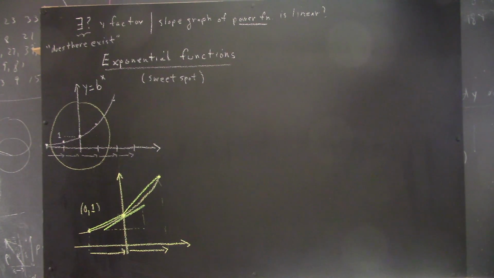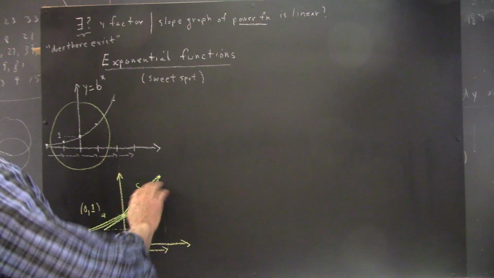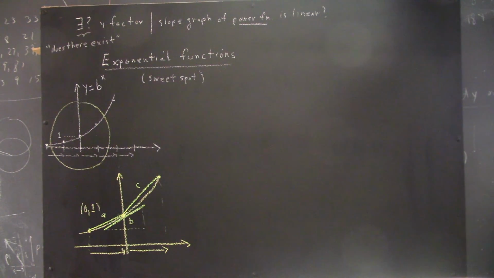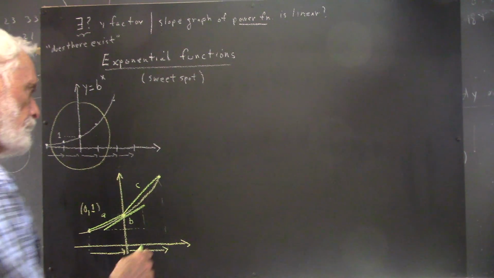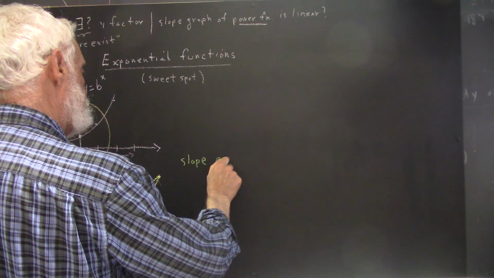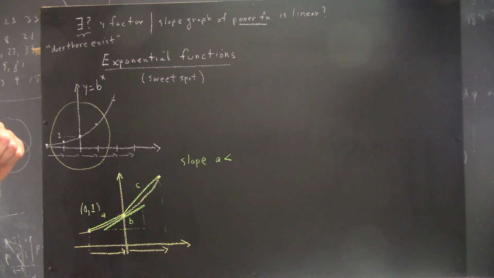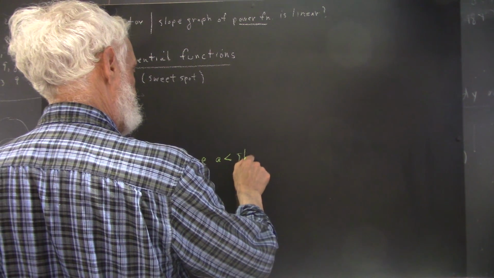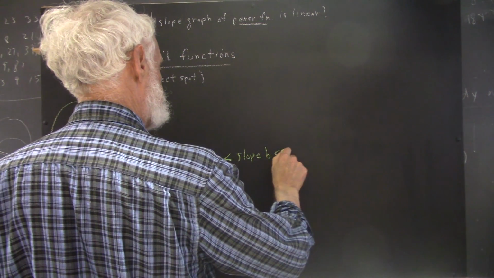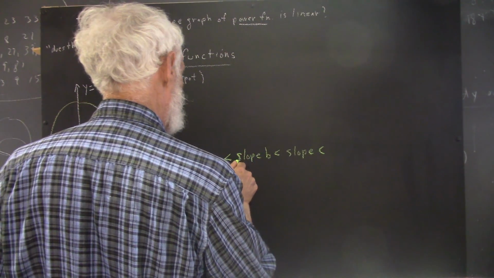Now, I'm going to label them A, B, C. I'm going to label these line segments A, B, and C. So I can say that slope A is less than slope B, which is less than slope C. Okay?